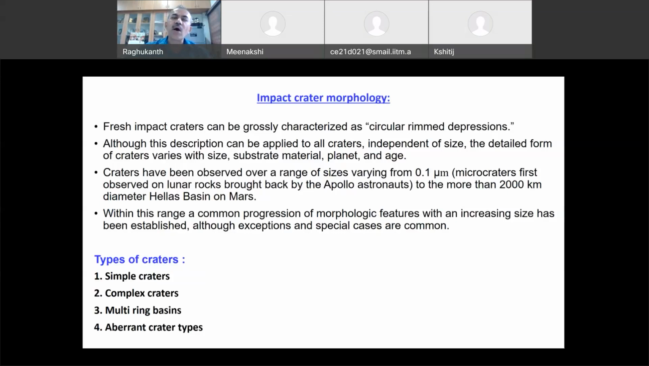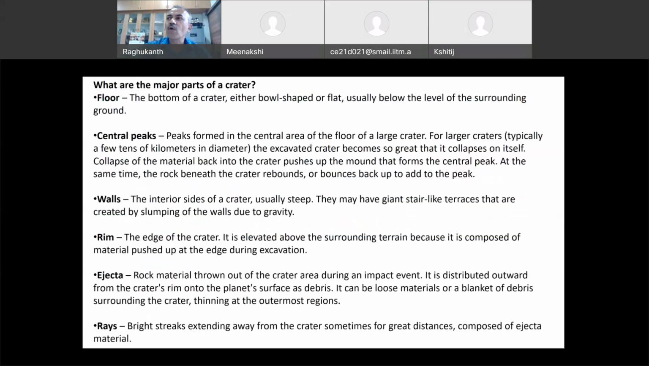Basically, all the craters you see on other planets or even on Earth, you can classify into some four or five classifications. One is a simple crater, then the complex crater. Then we have multi-ring basins, impact basins also, we say. Then we have aberrant crater types. So these are the broad classification of impact craters. Now, what are the major portions of a crater? How do we describe a crater itself?